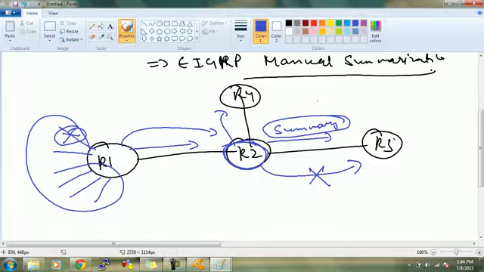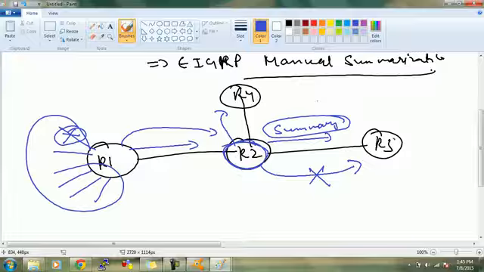Because R2 is not giving specific network information to R3. R2 is only giving a summary. This particular thing is called bounded updates. EIGRP will always generate bounded updates. It means it will send updates only to the neighbors which are affected by that update. See, R3 will never be affected by this particular update, so R2 will never forward the update to R3.